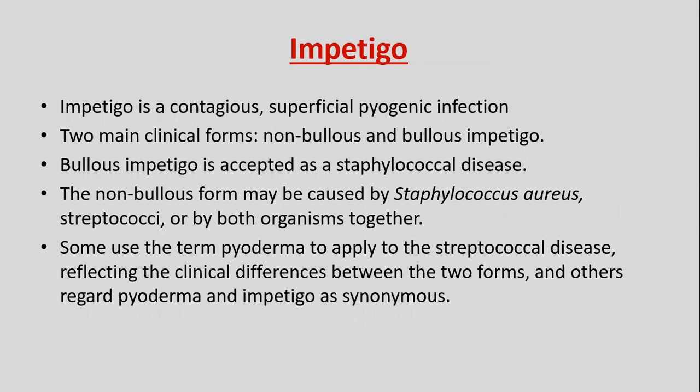Impetigo. Impetigo is the first disease we are going to discuss today. It is a contagious superficial pyogenic infection. There are two main clinical types, bullous impetigo and non-bullous impetigo.